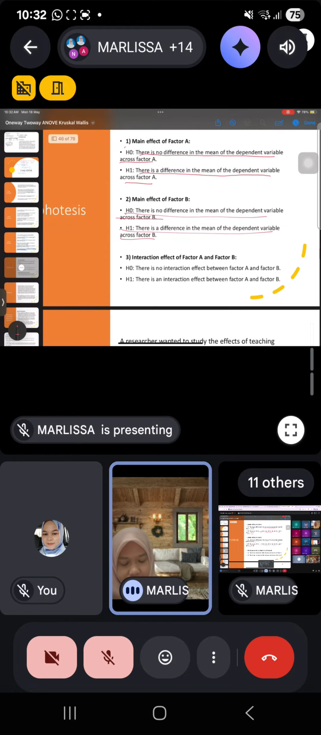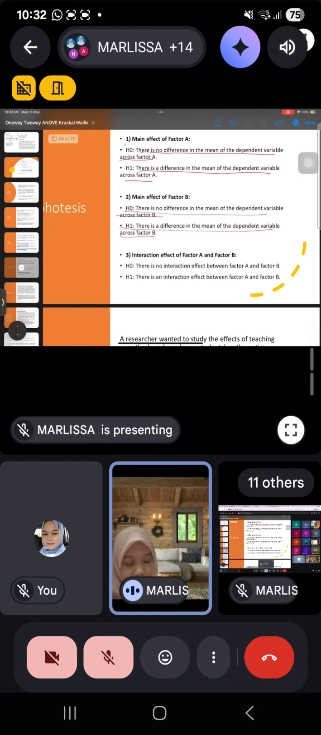Interaction effect of factor A and factor B. The null hypothesis should be there is no interaction effect between factor A and factor B. So, like I mentioned before, it depends on which hypothesis you want to use. If you want to use the null hypothesis, there is no difference. If you want to use the alternative hypothesis, you have to claim there is a difference. So, I repeat again, 3 hypotheses for 3 research questions.